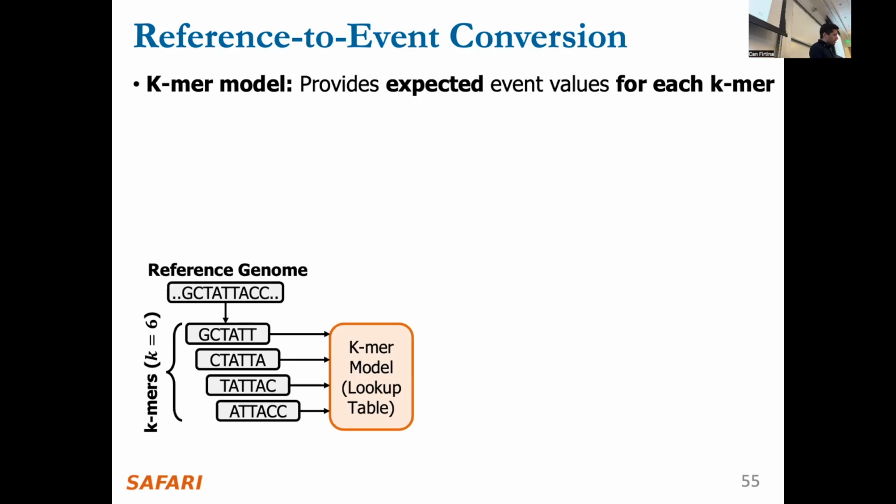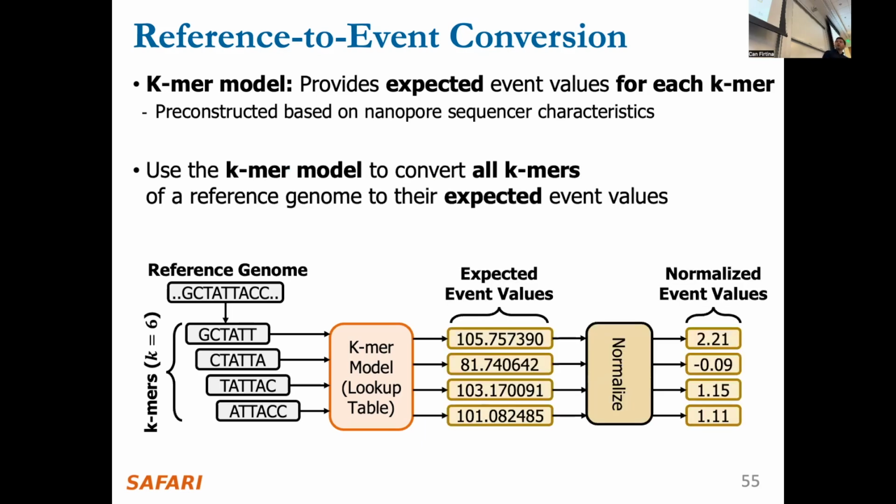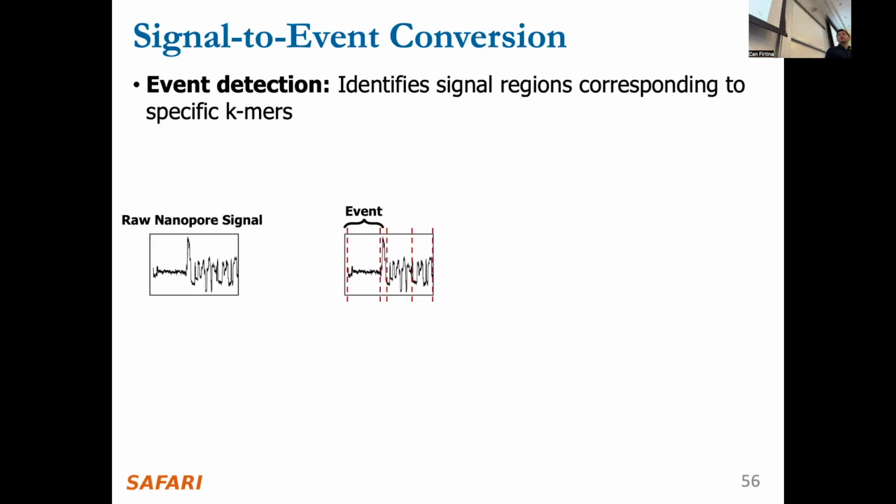Then there are lookup tables that tell us, given a k-mer, what is its expected signal. These k-mer models are pre-constructed based on the characteristics of the nanopore. Given a k-mer, it tells us its expected signal over here. Then we can do this for all k-mers and do normalization and so on, such that rather than working with k-mers, we work with the signal values of these k-mers. This is pretty simple. This is a one-to-one conversion of the k-mers to the signals.